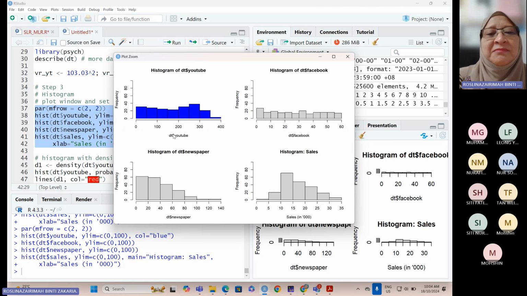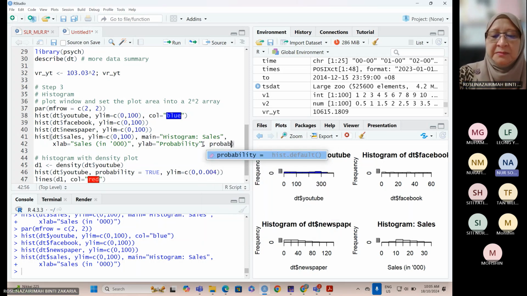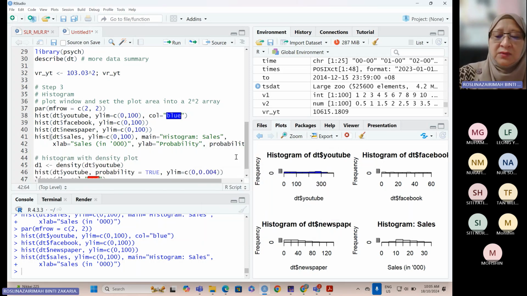So you can play around with changing the titles, changing the label for XLab. If you want to change the title for YLab, it is also possible. You just use YLab, for example, YLab equal to, let's say, maybe we want to change it into probability. So we need to add probability equal to true.